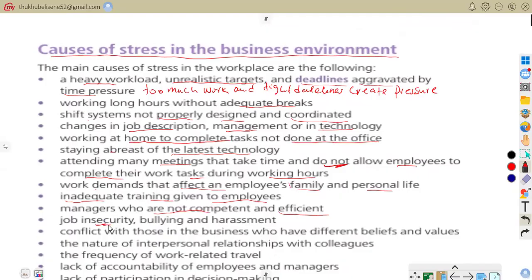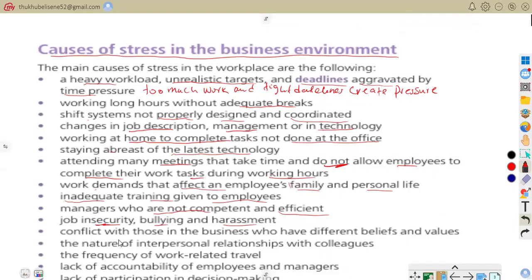Job insecurity, bullying, and harassment. So here we're talking about job insecurity, bullying, and harassment. It means fear and negative treatment increase stress. Because if you are harassed, if you are being bullied, you're going to have that fear, and once you have the fear, you're going to be stressed. If you are ill-treated at the workplace, that is going to bring you into a stressful world.